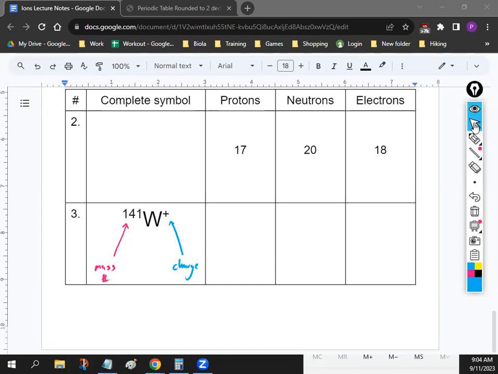Try to get as much done as you can, and then we'll see if you got it in about 4 minutes. Good luck, guys. Again, you can work with the person next to you, and make sure you use your periodic table for this one. Okay, so let's start with number 2.